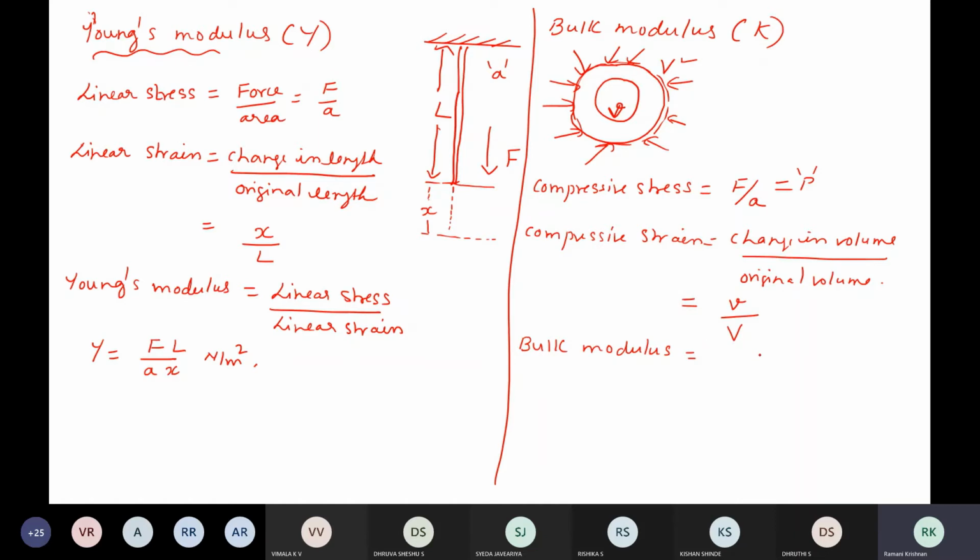So bulk modulus is defined as stress by strain. So F by A, force per unit area, by the change in volume to the original volume. I can write this as F by A, small v by capital V, same unit, Newton per meter square. All the moduli have the same unit, Newton per meter square. Shall I proceed? Can I proceed, Dhruva Seshu?